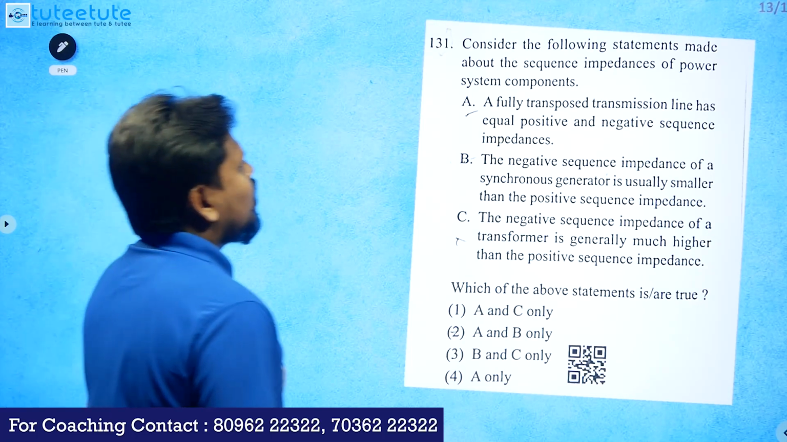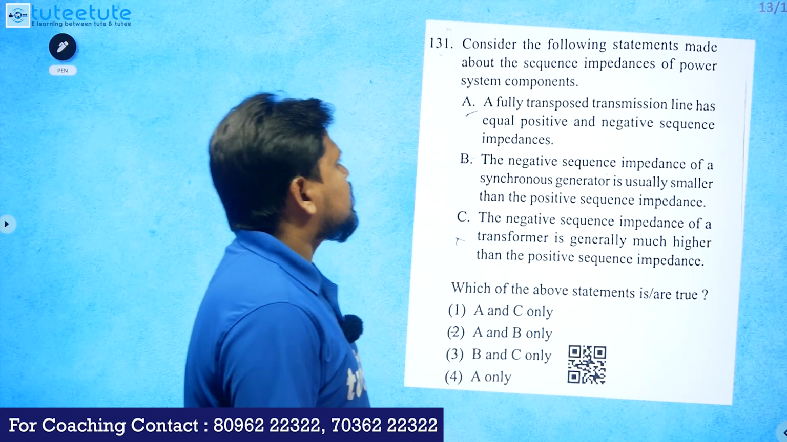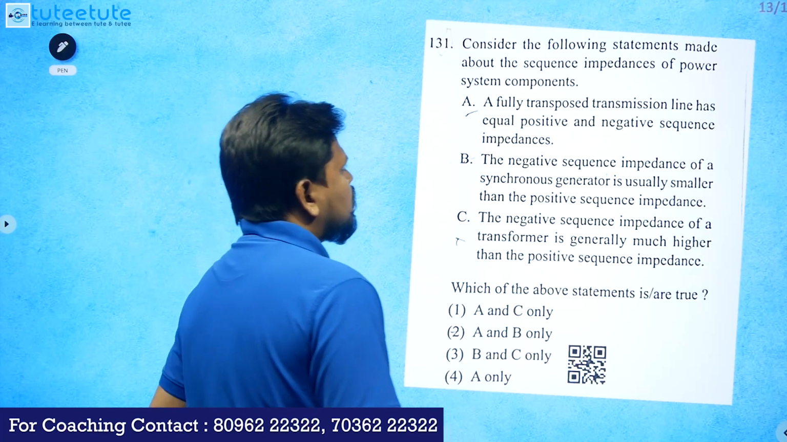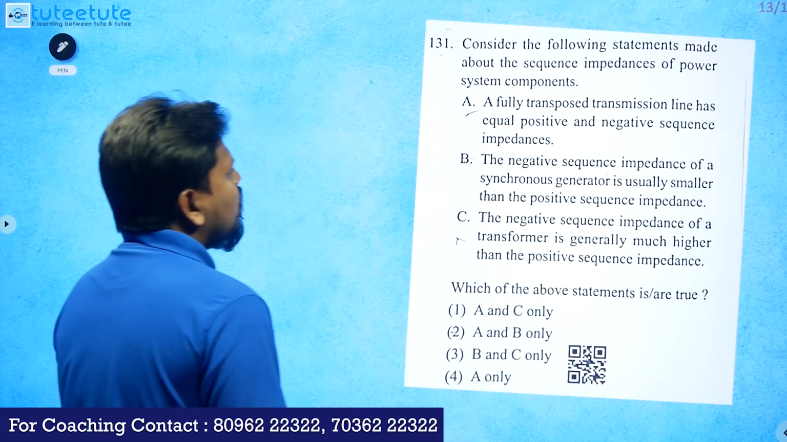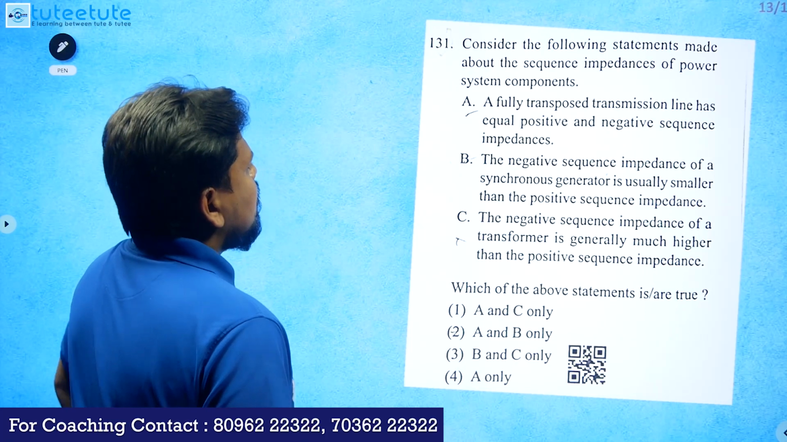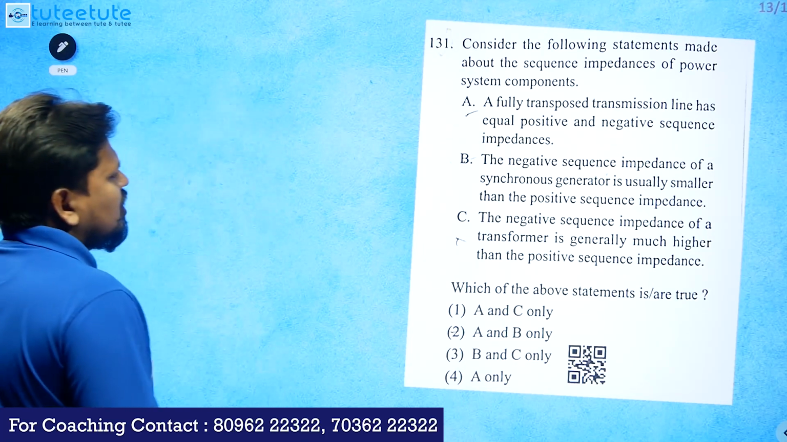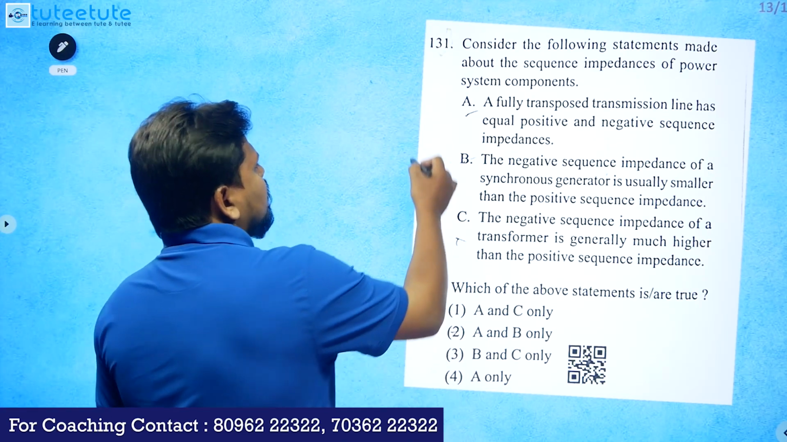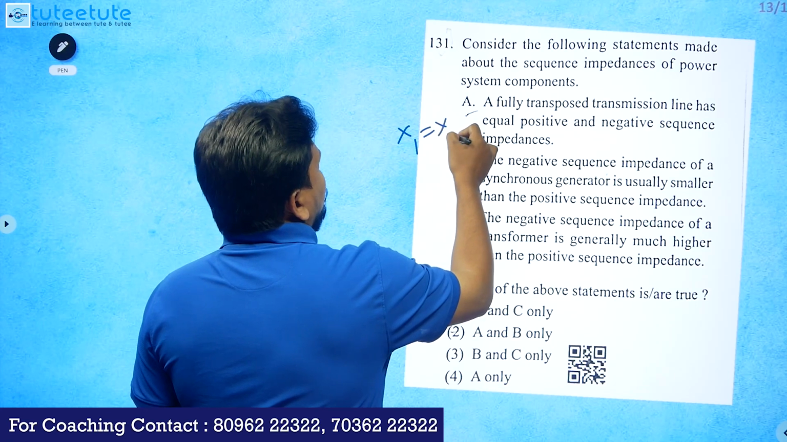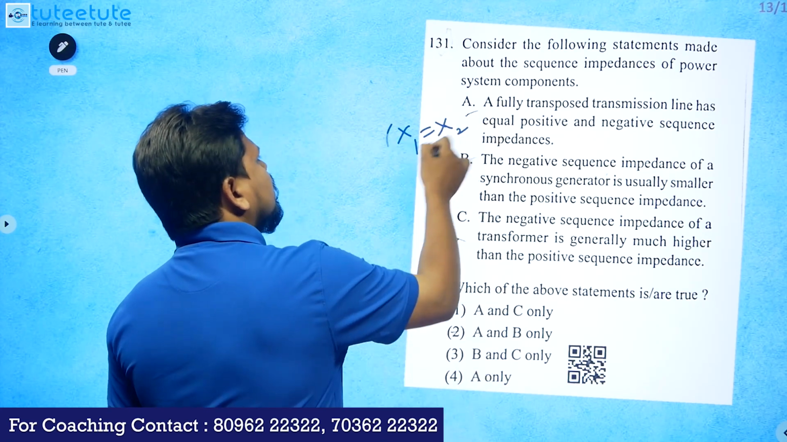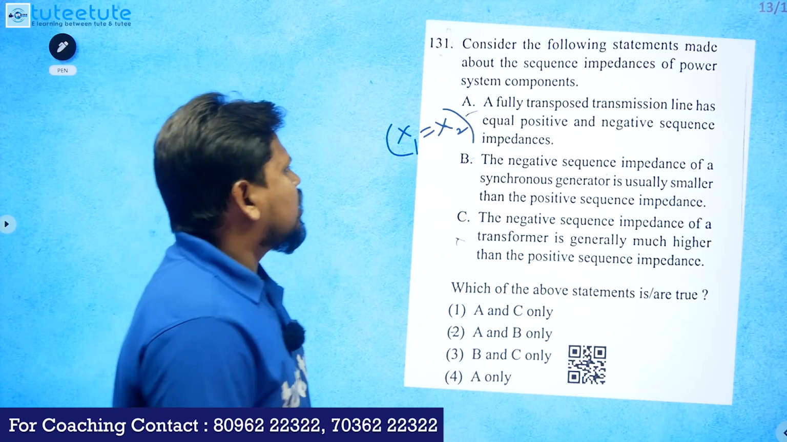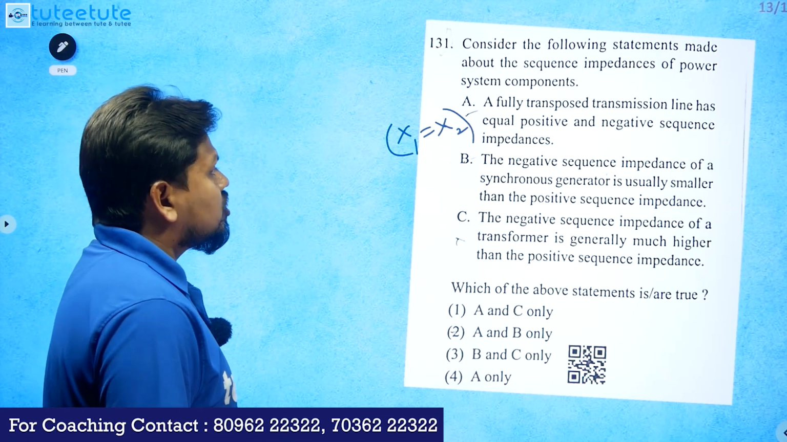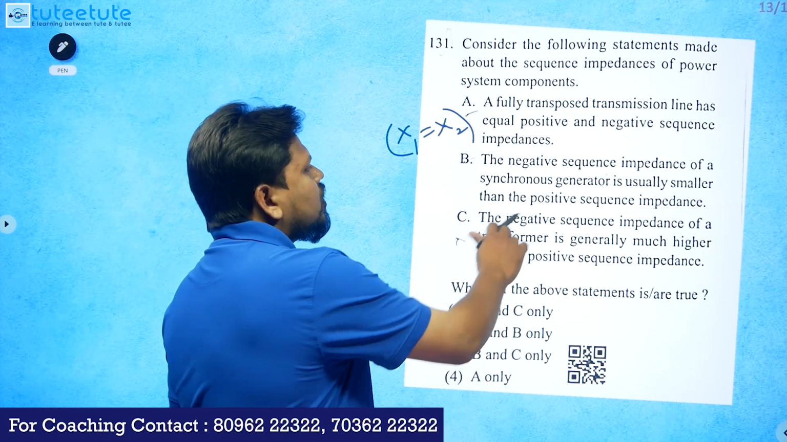Consider the following statements made about sequence impedances of power system components. Let's read the statements. A: A fully transposed transmission line has equal positive and negative sequence impedances. For the transmission line, they have mentioned equal positive and negative sequence components. That is correct. Next, B: the negative sequence impedance of a synchronous generator is usually smaller than the positive sequence impedance.